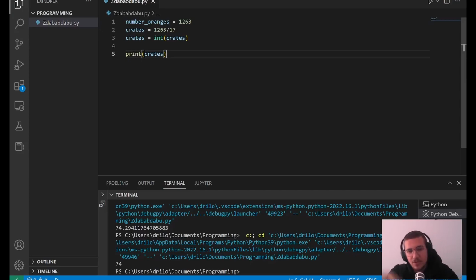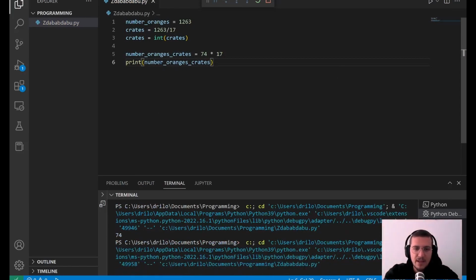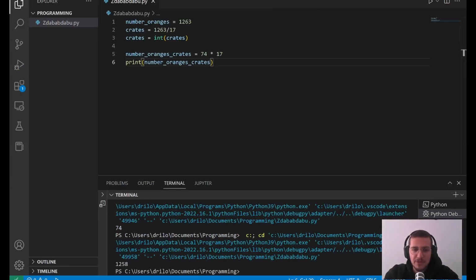oranges. Now we can go the whole complete mathematical style and just say, okay, well, we know the number of crates, we know the number of oranges per crate. We can calculate number oranges in crates by multiplying 74, which is the value of crates, times 17, because we know that each crate can hold 17 oranges. So in order to find out what's the number of oranges in crates, we print out the value of number of oranges in crates. So we check that out and we find out it's 1,258.